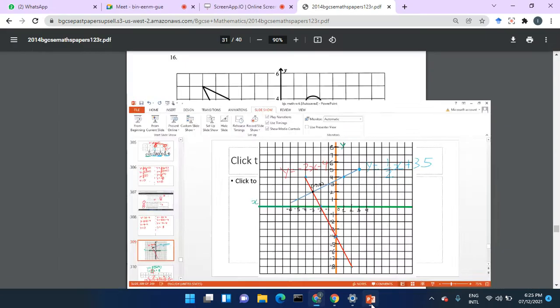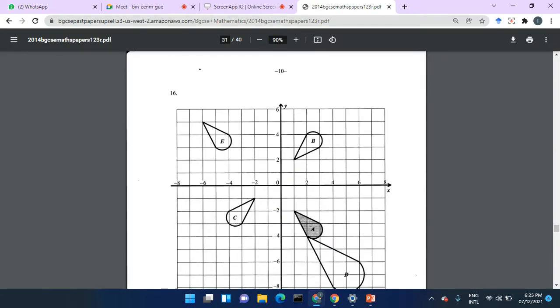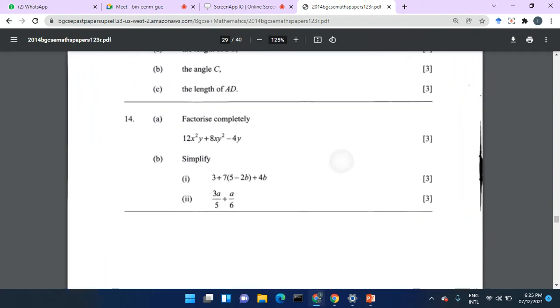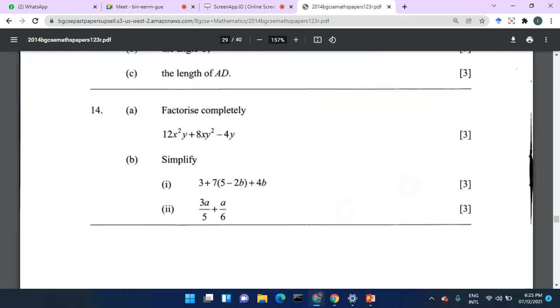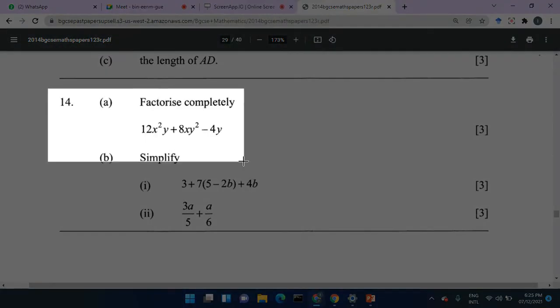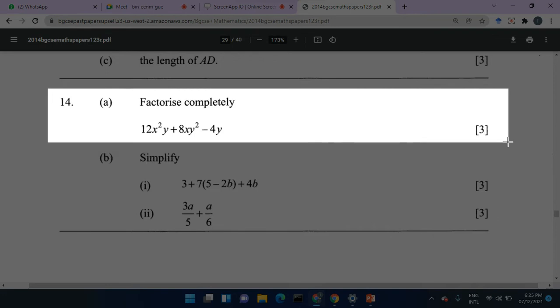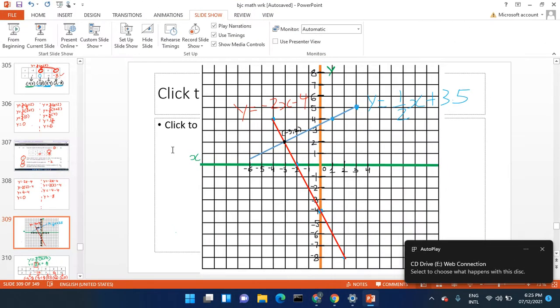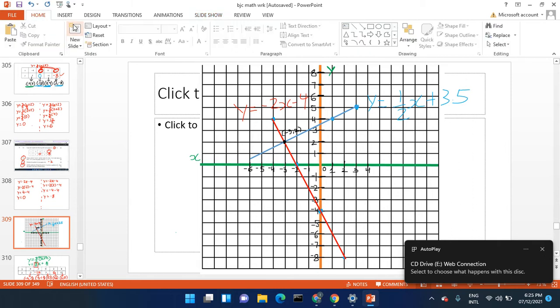Okay, I can do the transformation when Nancy comes because I don't want her to miss it. So let's do the factorization first because it shouldn't be so hard. Hopefully she'll be here by then and we can do the transformation. So let's factor this out. We want to factorize this completely.